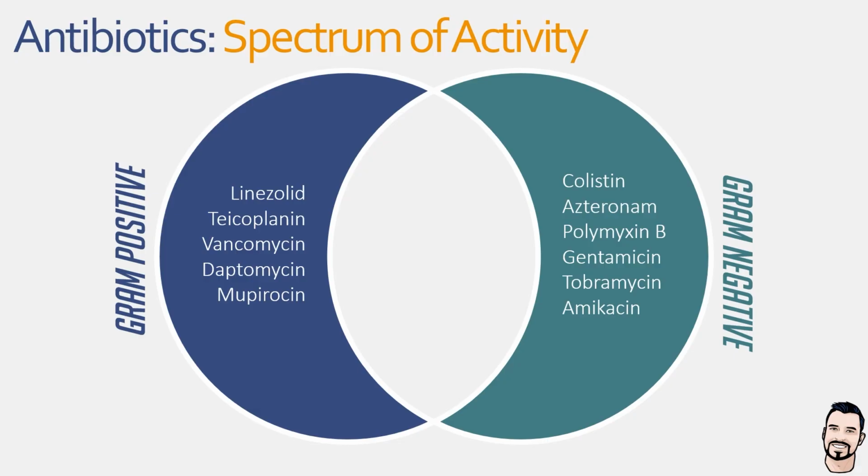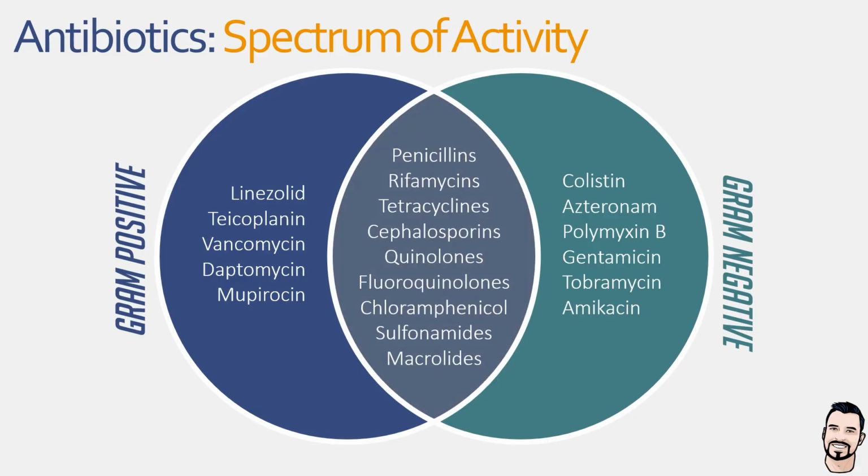But it's not always one or the other. Many antibiotics are broad spectrum, meaning they can act against both gram-positive and gram-negative bacteria because they target cellular processes shared across both groups, and these include our penicillins, rifamycins, tetracyclines, cephalosporins, quinolones, chloramphenicol, sulfonamides, and our macrolides.